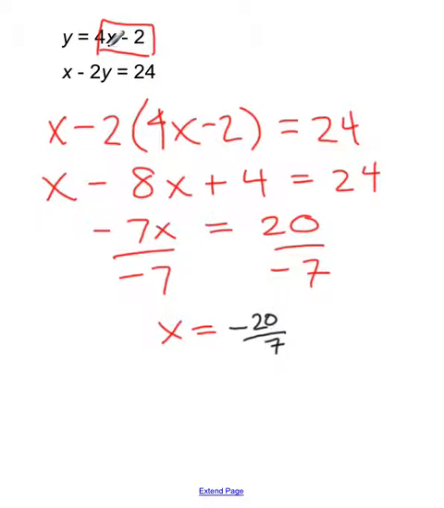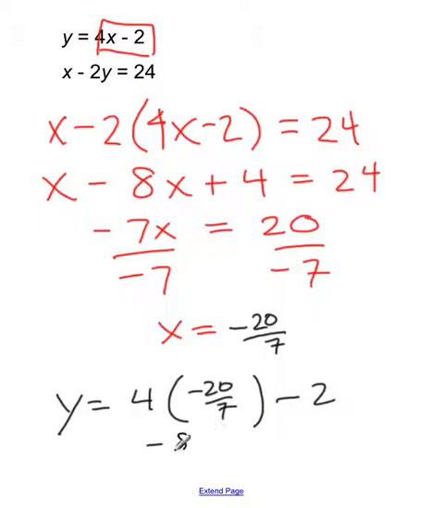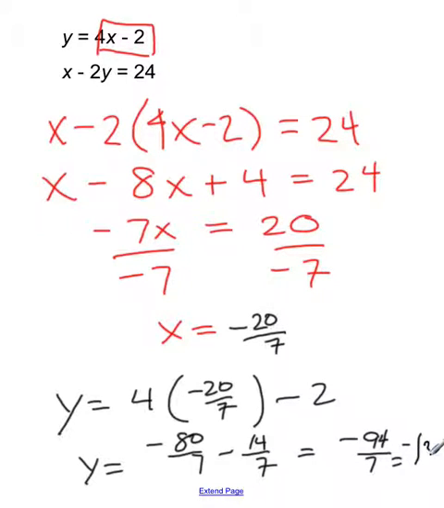Now I'm going to plug this back in for x up here, and I get y equals 4 times negative 20/7 minus 2. This gives me negative 80/7 minus 14/7, which is 2, which gives me y equal to negative 94/7, which would be negative, what would that be? 13 and 3/7, negative 13 and 3/7. And this one here was negative 2 and 6/7.